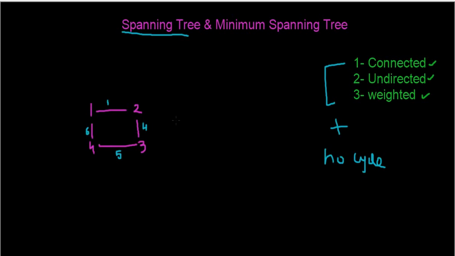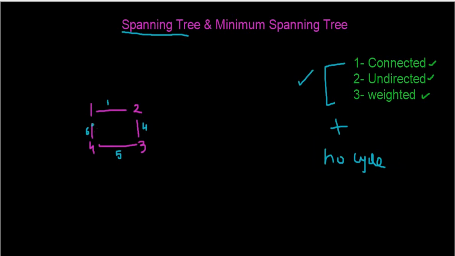Clearly you can see that this graph contains a cycle, and we need to find the spanning tree. The condition for a spanning tree is that it must follow all these conditions: my graph must be connected, undirected and weighted, and it must not contain a cycle. You can see that all these conditions are followed in this graph except this one: the graph contains a cycle.